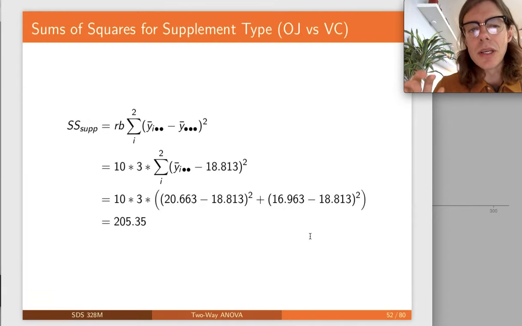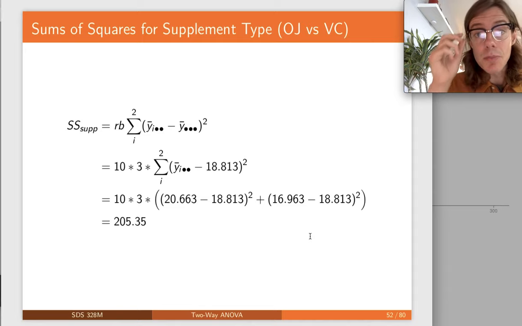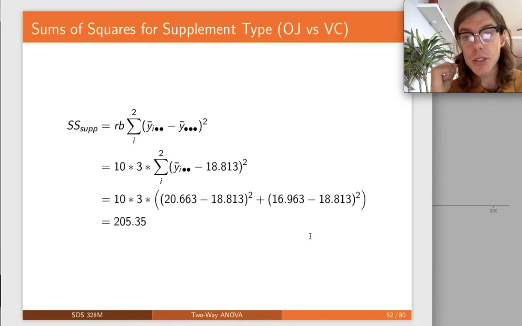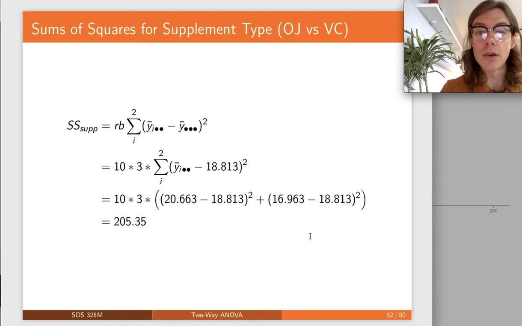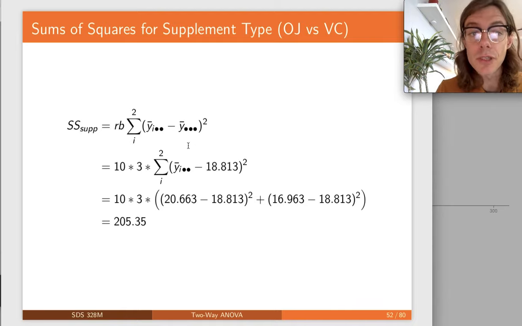You don't have to do any of this, but if you wanted to, you could compute these by hand, right? So you could compute the sum of squares for supplement type, you can compute the sum of squares for dosage, and you can compute the interaction sum of squares. For supplement type, you're saying, how far is the mean for orange juice from the grand mean squared? How far is the mean for vitamin C tablet from the grand mean squared? There's 30 in each condition, right?